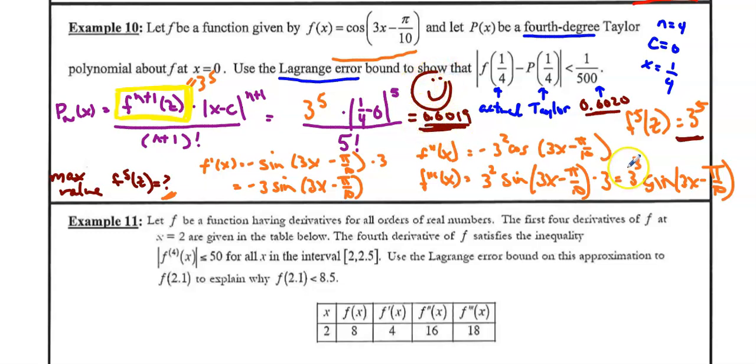All right. Now, one other question that I tend to get when I'm doing this problem is, what happened with the sine of 3x minus pi over 10?